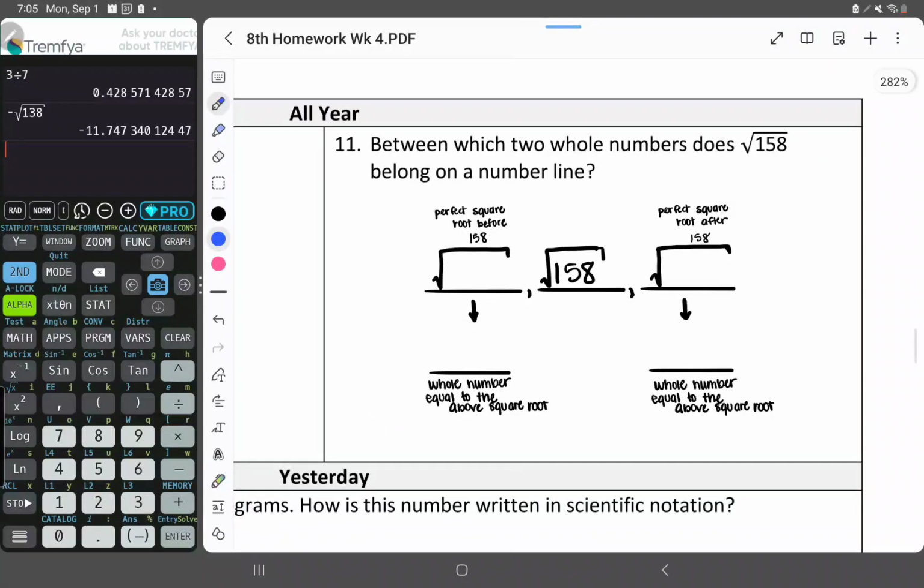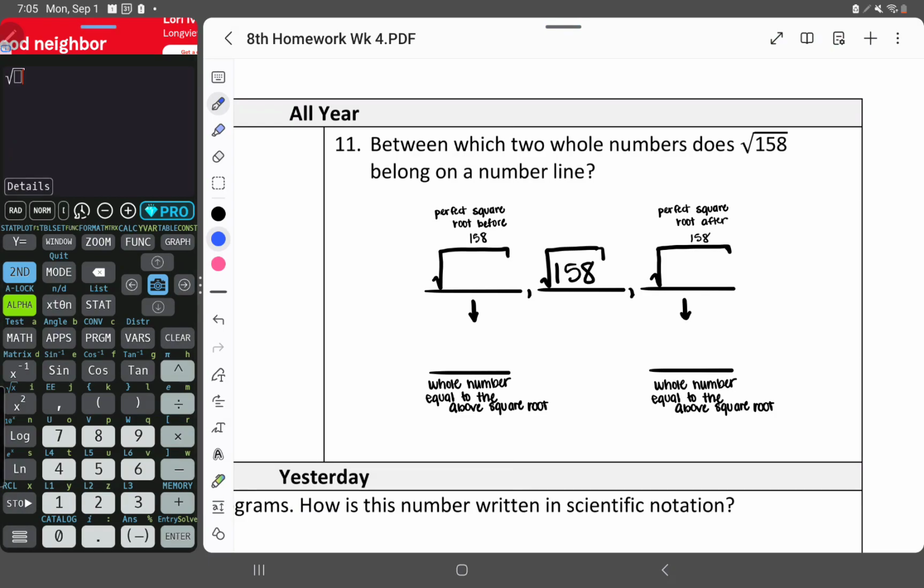This one says, between which two whole numbers does the square root of 158 belong? So I'm just going to put that into my calculator, the square root of 158, and that gives me 12.5. So on a number line, I have 12.5. The whole number that comes before 12.5 is 12, and the number that comes after is 13.